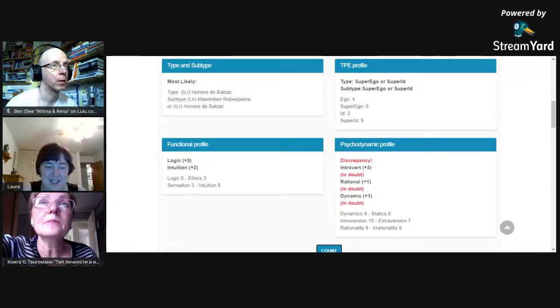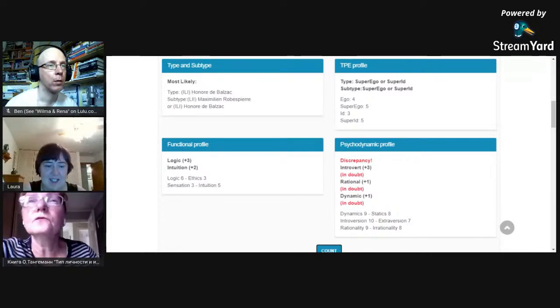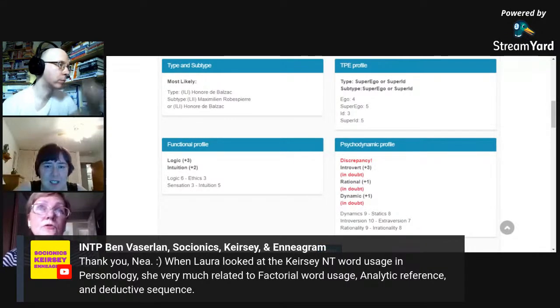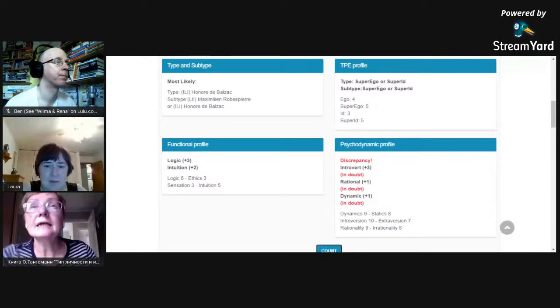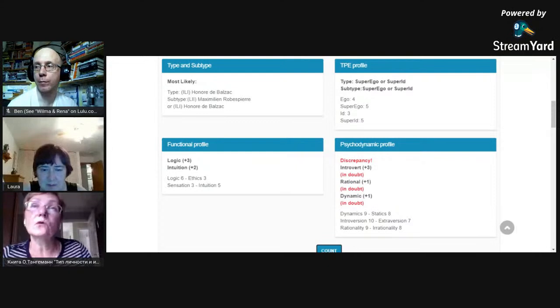Above the psychodynamic profile, you also have the TP profile. We have how many values you got on each type of energy. So ego 4, super ego 5, id 3, and super id 5. So pretty much between the two TPs, it's equal, super ego and super id, and that's why you have this introverted profile. They are the strongest in values, compared to ego and id, which came out as the least present.